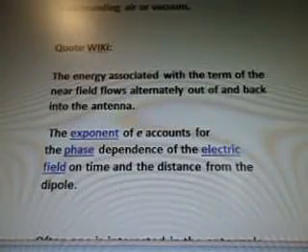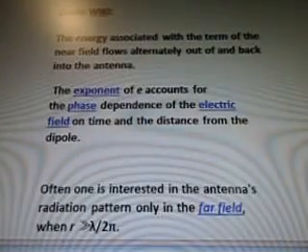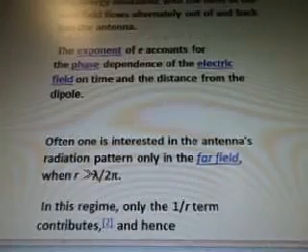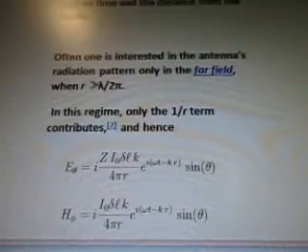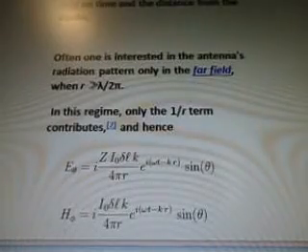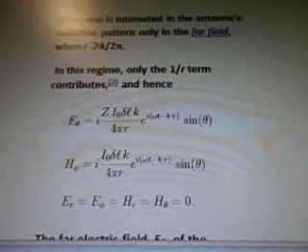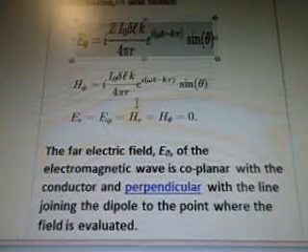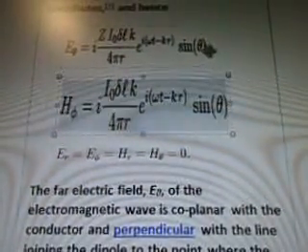So quote from Wiki, the energy associated with the 1/R² term of the near field flows alternately out and back into the antenna. The exponent of e accounts for the phase dependence of the electric field on time and distance from the dipole. Often one is interested in the antenna's radiation pattern only in the far field, where R is something to a wavelength divided by 2π. In this regime, only the 1 divided by R term contributes, and hence, oh, we got some more math equations for you to look at. And we'll make them a little bit bigger for you. There you go. Just go this way. That works.